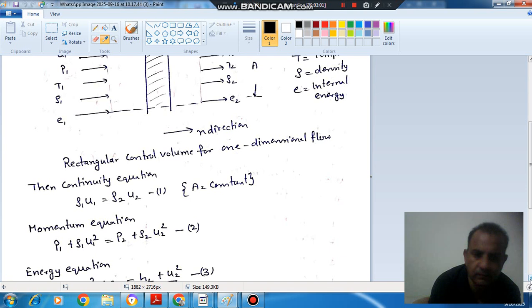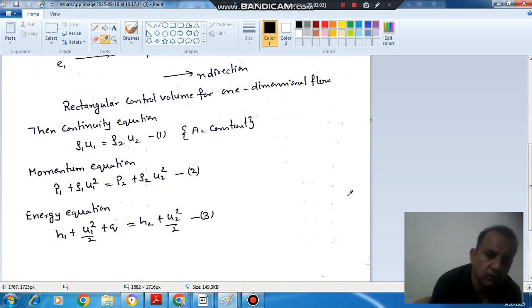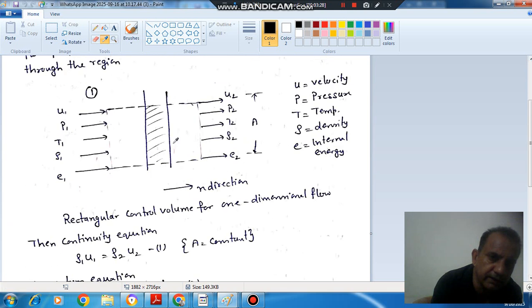Next equation is your energy equation. So here H represents the enthalpy energy, and this represents kinetic energy, and this is heat addition. So H1 is enthalpy at 1, and U1 square by 2 is your kinetic energy per unit mass, and Q is heat added. Heat added in this section is this if heat is added here.